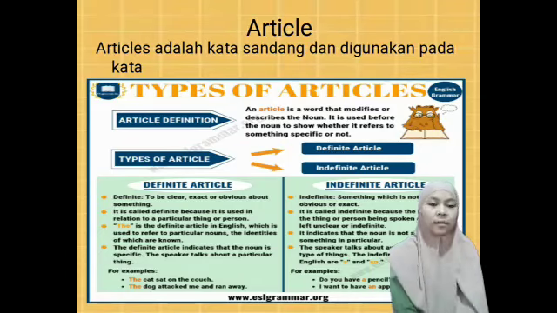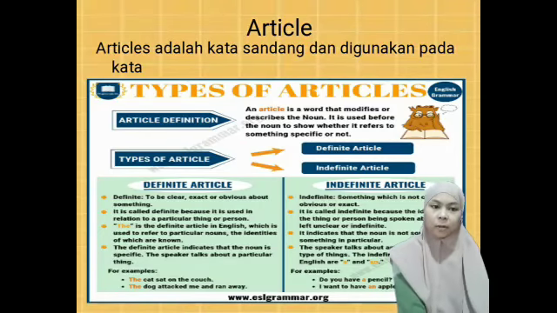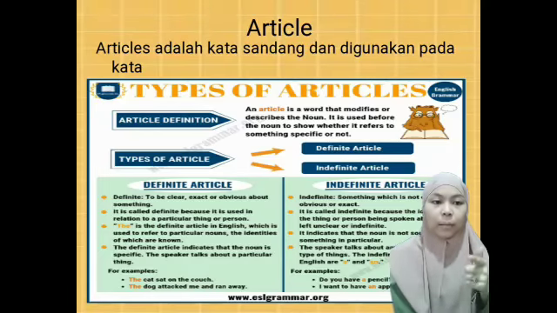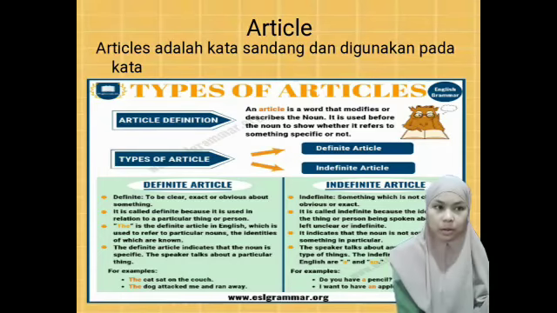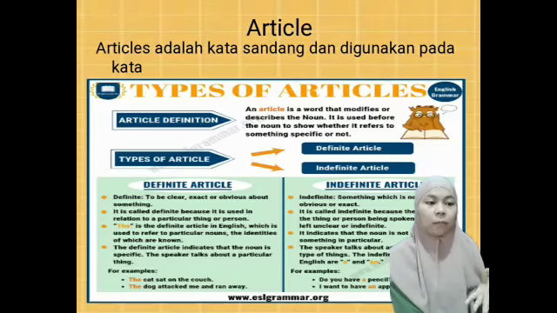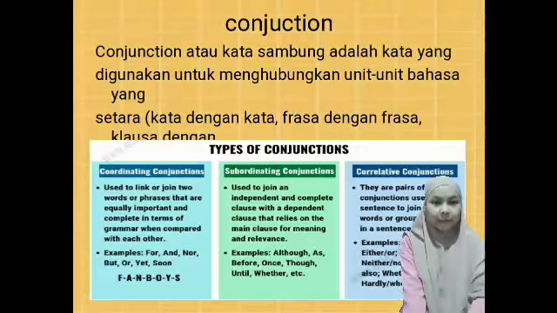So, I will tell you about the example. For definite article, the example is: the cat sat on the couch and the dog attracted me and ran away. And for indefinite article: do you have a pencil? I want to have an apple. So you can see the big difference between the two of them.